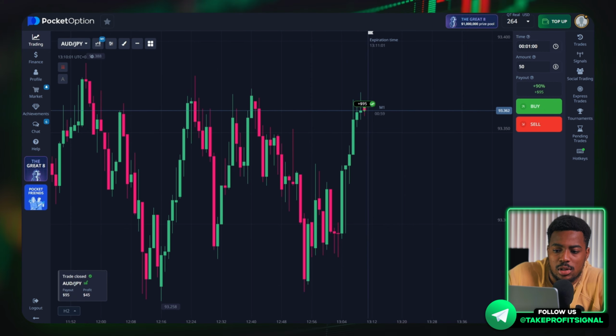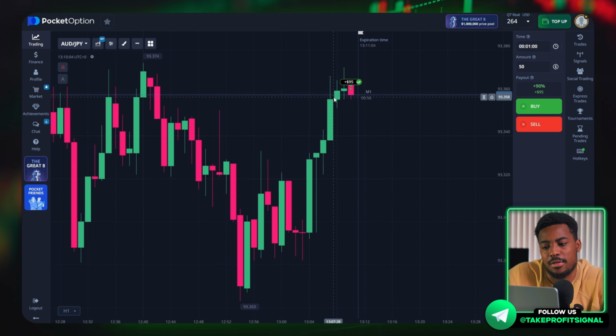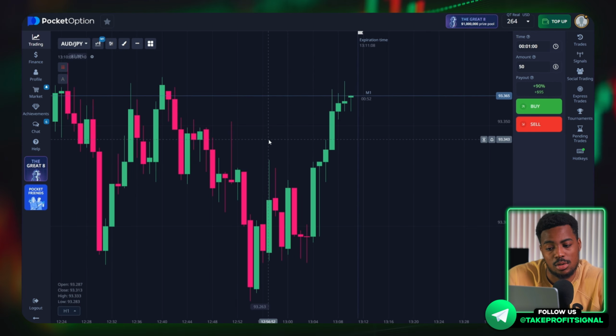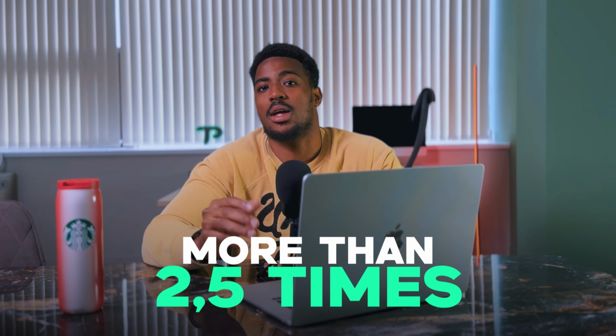So the trade was closed in plus, although we did not have a big upward movement. Nevertheless, I was able to catch some momentum. At this point, let's summarize the results. As you can see, I was able to increase my balance more than 2.5 times without any stress.